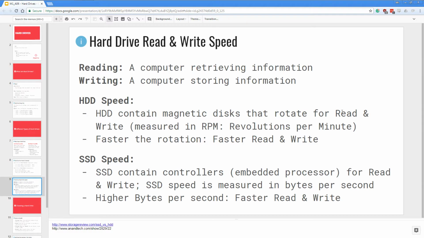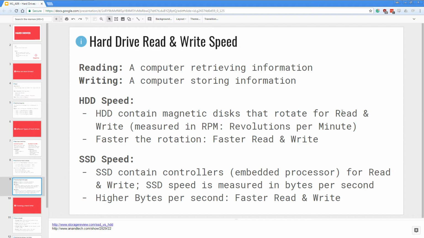Next, we also want to look at read and write speeds of hard drives, because this will help us to choose a hard drive. So reading means a computer retrieving information from a drive or from memory, and writing means a computer storing information to memory. Hard disk drives and solid state drives are measured a little differently, because a hard disk drive contains moving parts where there's a spinning disk and we're using magnets to write disks.